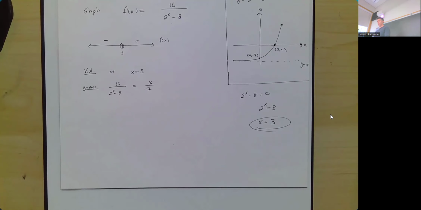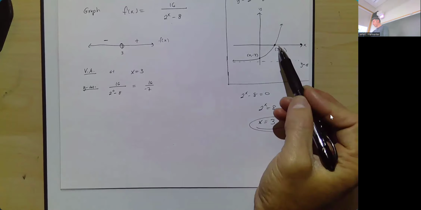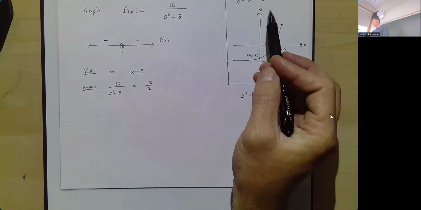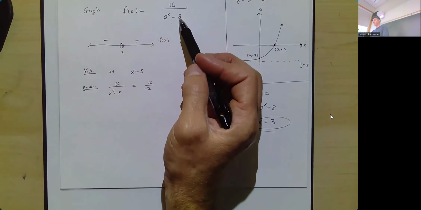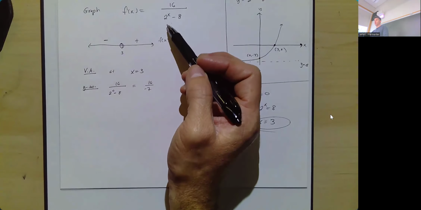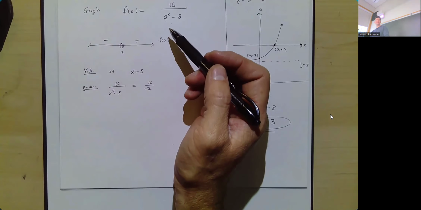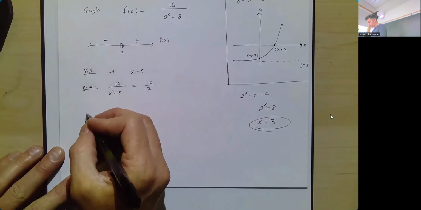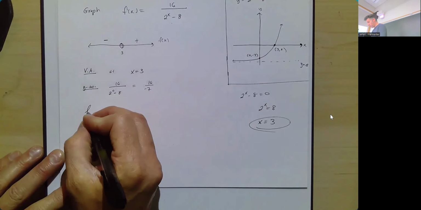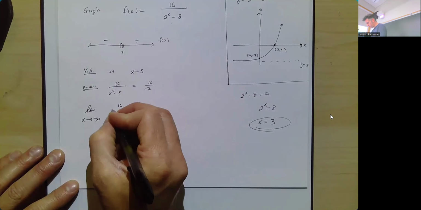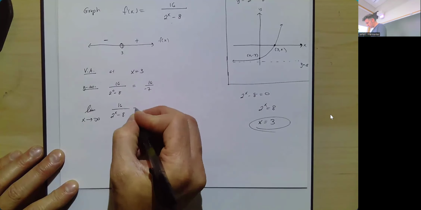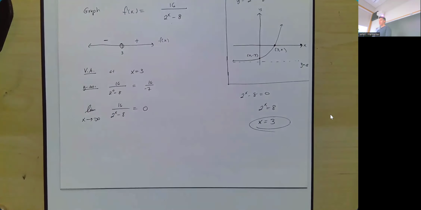So let me ask everybody. When x gets really, really big, 2 to the x minus 8 also gets really, really big. Which means 16 divided by 2 to the x minus 8 is going to get small. So we can say in mathematical language, the limit as x goes to infinity of 16 over 2 to the x minus 8 is going to be 0. The denominator is getting super large, the fraction is getting super close to 0.